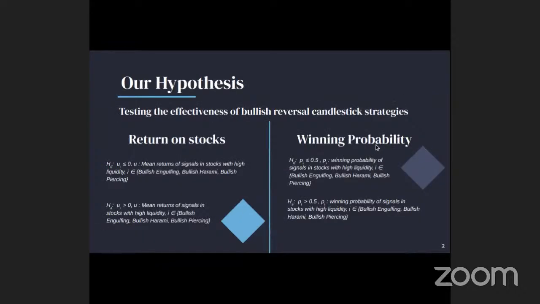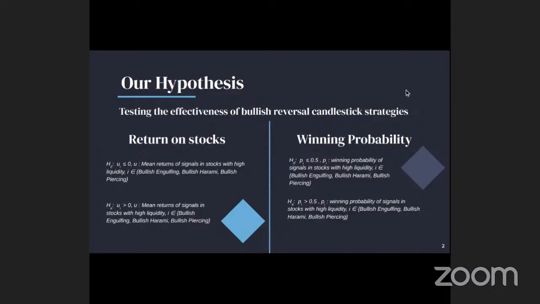In our report, we have discussed two ways of evaluating the effectiveness of reversal candlestick strategies. The first is the return on stock, with the null hypothesis being that the average return of signals in stocks with high liquidity is negative, and the alternative being that it is positive. The other hypothesis focuses on the winning probability, that is, the number of times we have positive returns on selling the stock we had bought. The null hypothesis states that the winning probability of signals in stocks is less than half, while the alternative states that it is false.